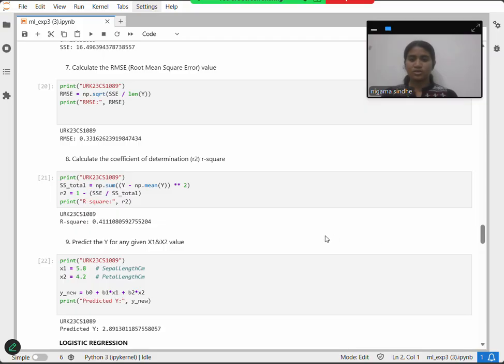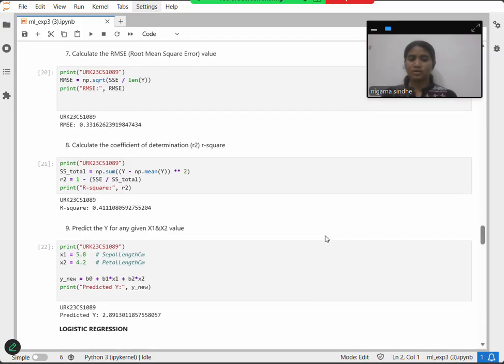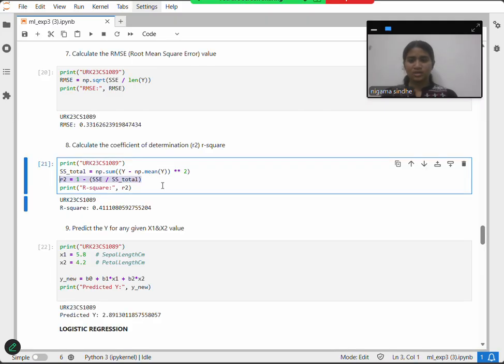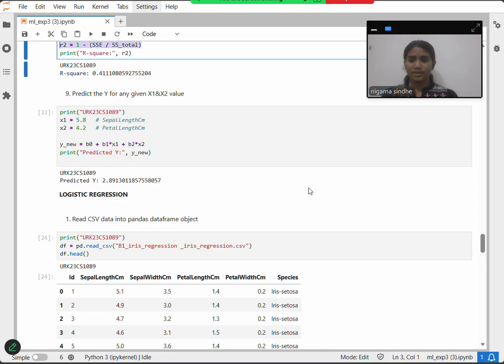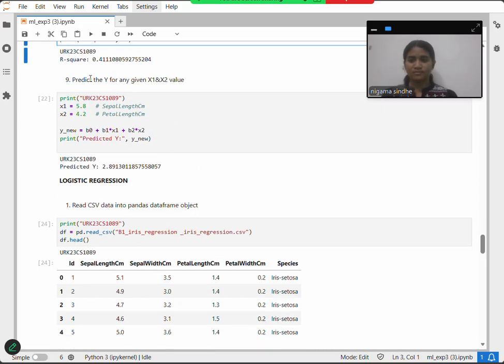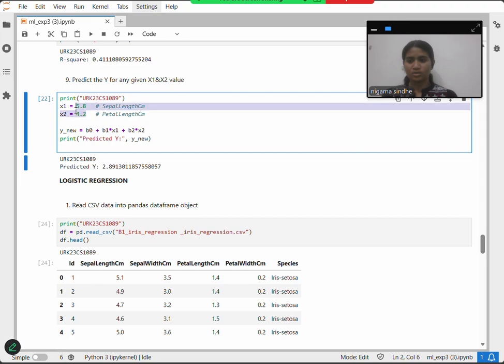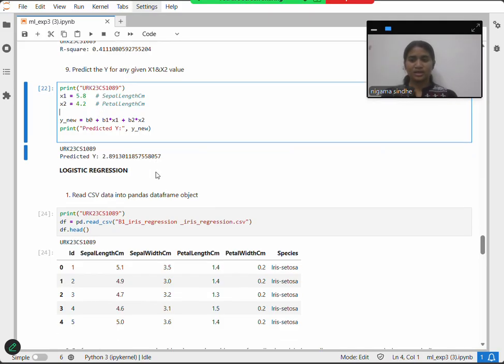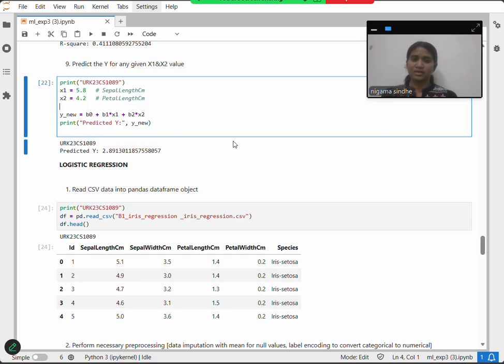Hereafter, we are going to calculate the R square value in order to evaluate how well the independent variables explain the target variable using the R square metric. And we are going to predict y using definite x values. If the sepal length is 5.8 cm for x1 and 4.2 cm for x2, then y predict would be 2.89 according to multiple linear regression.